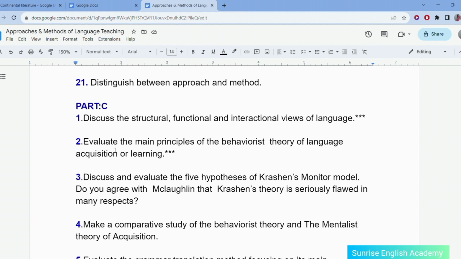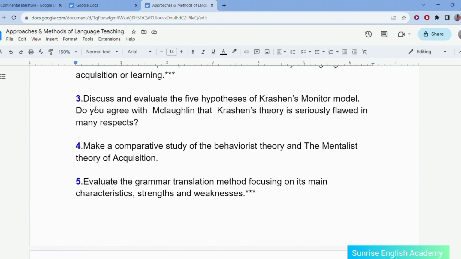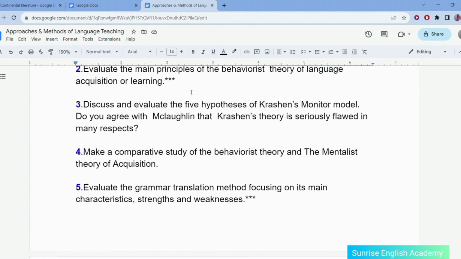2. Evaluate the main principles of the behaviorist theory of language acquisition or learning. 3. Discuss and evaluate the 5 hypotheses of Krashen's monitor model. Do you agree with McLaughlin that Krashen's theory is seriously flawed in many respects? 4. Make a comparative study of the behaviorist theory and the mentalist theory of acquisition.